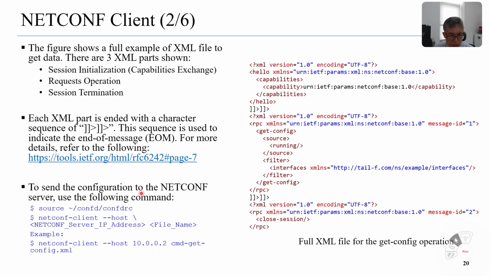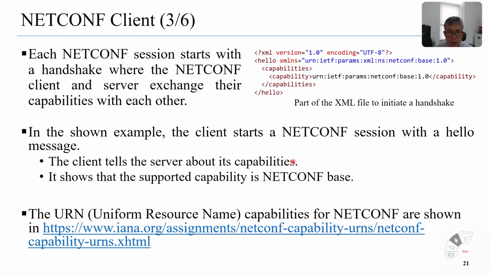To send the configuration to the NETCONF server, use the following command. So source confdrc, and then the NETCONF client, with the host IP address, and then we can run the get config XML command. Using this one, we can get the interfaces. So this is the NETCONF server address, and we can get the NETCONF server's IP addresses and interface information. So let's take a look one by one.